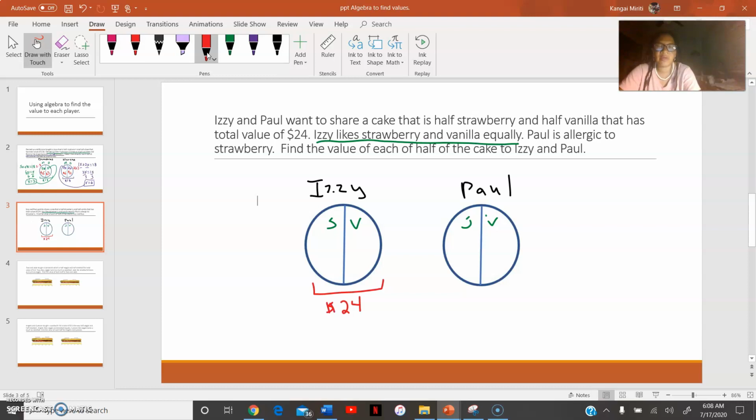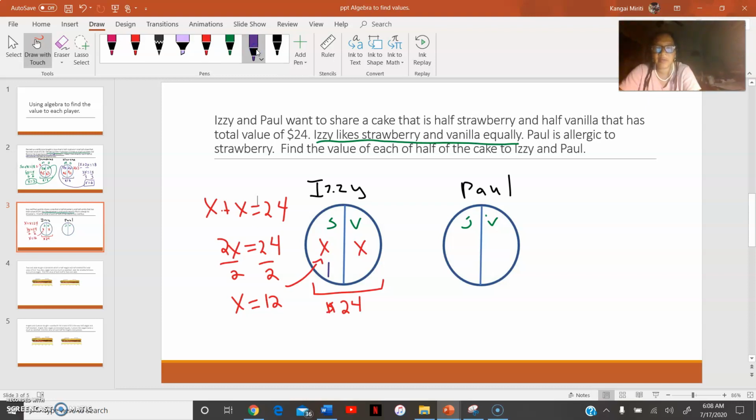So if she likes them equally, if we really wanted to use algebra, we could call strawberry x, but we'd have to call vanilla x too because they have the same value. And x plus x equals 24 would be our equation. 2x equals 24. Divide both sides by 2, and then x equals 12. So that means that the value of each side for Izzy is $12. And I'm sure you knew that before we even did any algebra here.